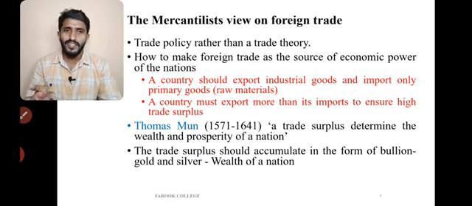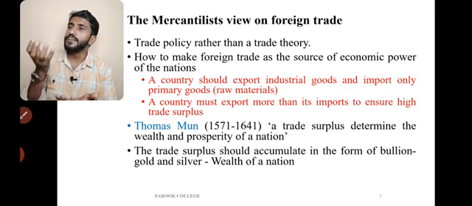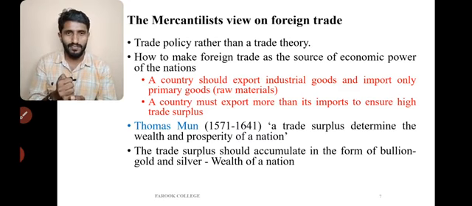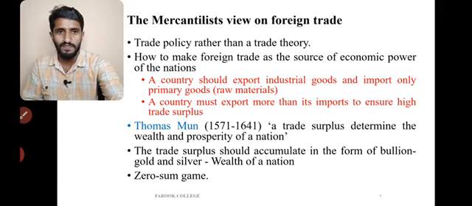Okay, so the trade surplus should accumulate in the form of bullion, as we said earlier, gold or silver or any other metal coins. So what is the purpose of trade? Trade means getting or accumulating more gold or silver, which will be used for the wealth of a nation. It will lead to a more prosperous situation in a nation. This was the idea of mercantilism.